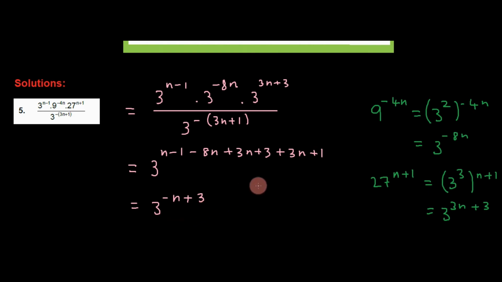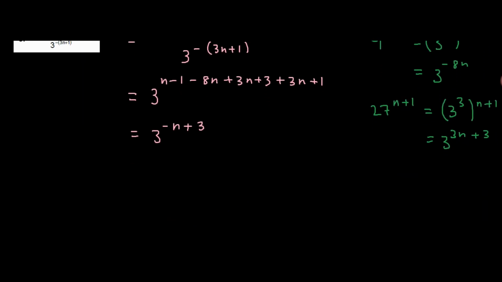We could leave our answer like this, or we could go one step further. We could write it as 3 to the negative n times 3 cubed. 3 cubed, of course, is 27, and we could take the 3 to the negative n into the denominator, and the power becomes positive.